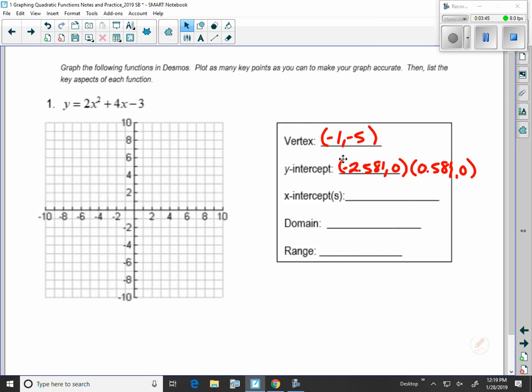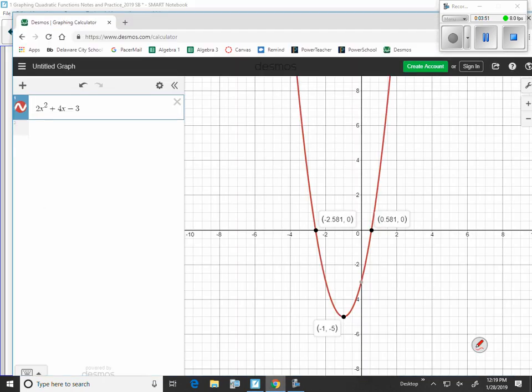Those were our x-intercepts. Same thing with your y-intercept. Tap on that y-axis, right where it crosses the y-axis. There's your y-intercept, 0, -3. You can just easily tap on those and write those down.